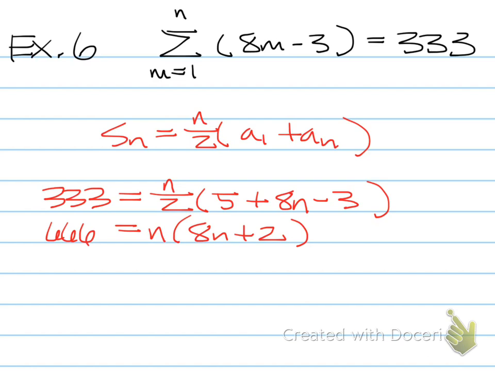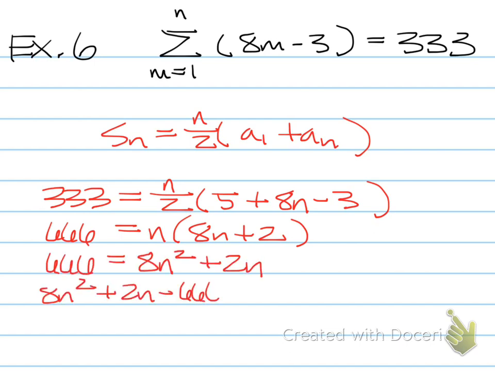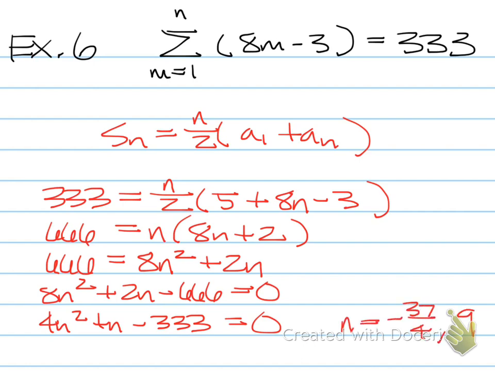First thing I did was multiply both sides by 2 to get rid of that 2 in the denominator. That's how I got 666 equals n times the quantity 8n plus 2. And then distribute the n. You see that we've got a quadratic equation. Set the whole thing equal to 0, and you can plug it into a quadratic formula calculator to get the two values.